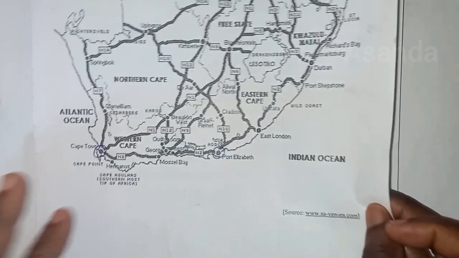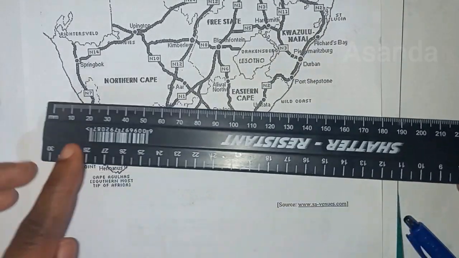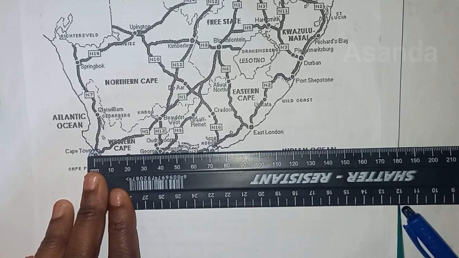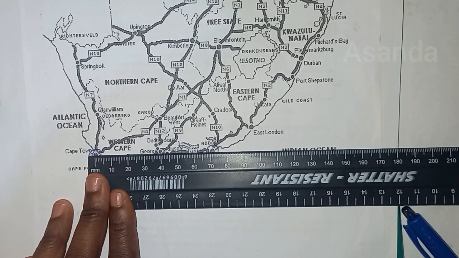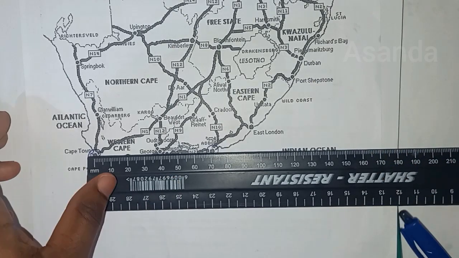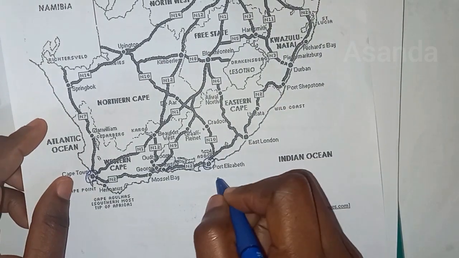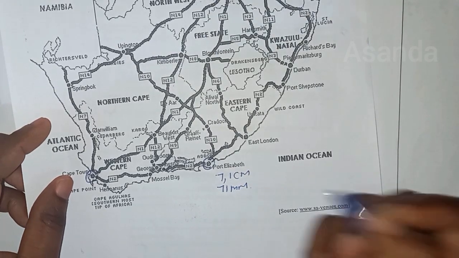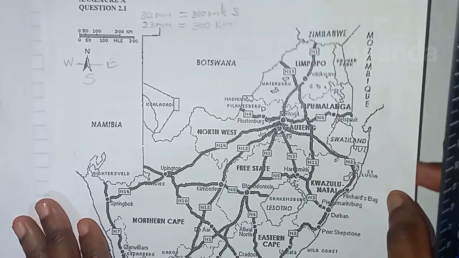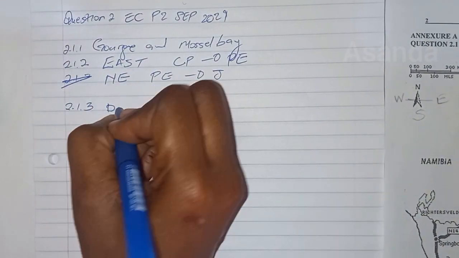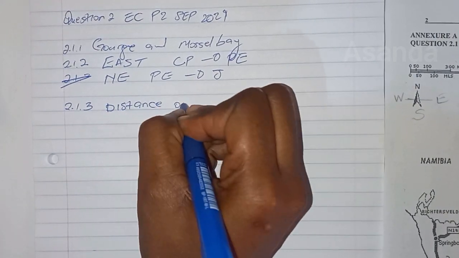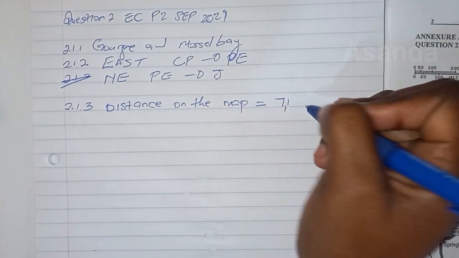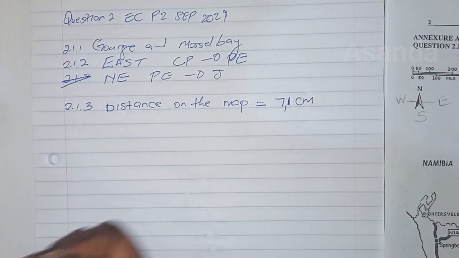to Port Elizabeth. So I'm just going to take my ruler, and I remember I use this side because it clearly shows. I like to put it from the center of the town to the center of the town. So I'm going to go with 71 millimeters or 7.1 centimeters. Okay, now let's see. So my distance on the map is equal to 7.1 centimeters. I like centimeters when I'm using a scale.